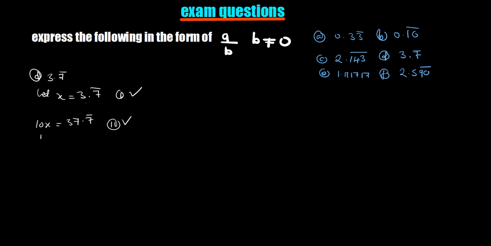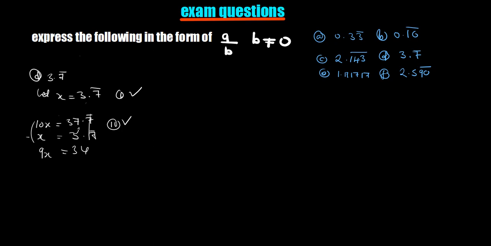Okay, so we had x is equal to 3.7 bar. So what we do is we subtract now. After subtracting, I won't even write steps this time around, so that will be 9x. This is 0, right? So what is 7 minus 3? That is 4. Okay, so we are done with that.